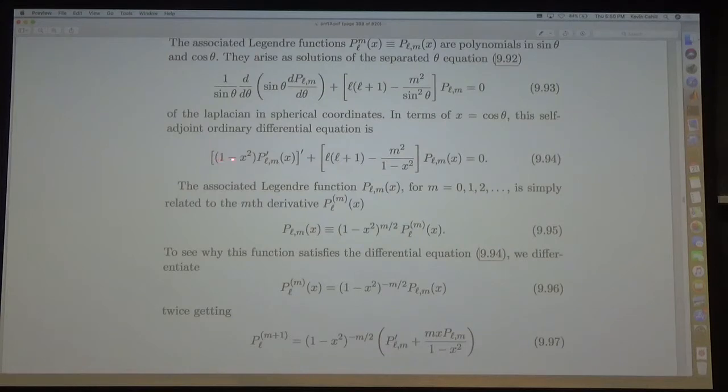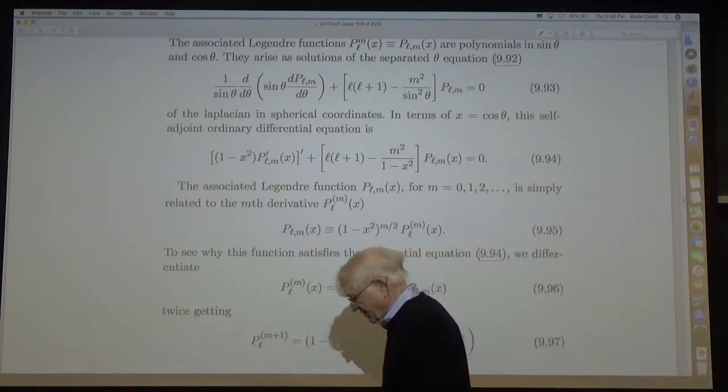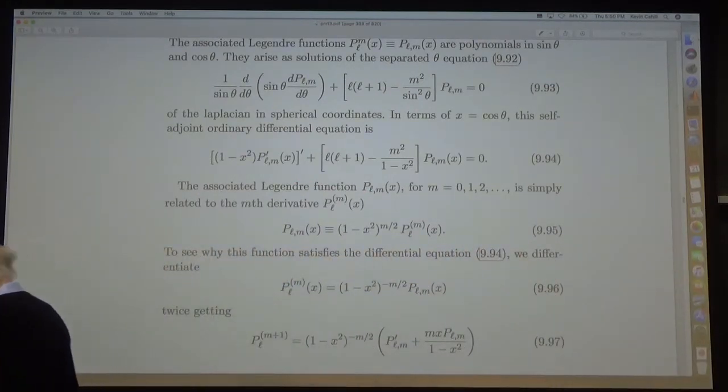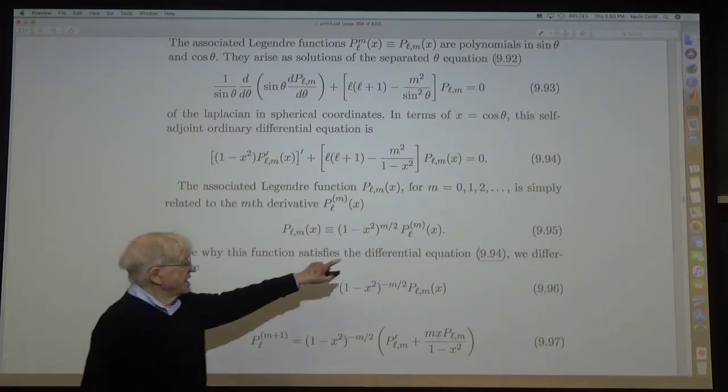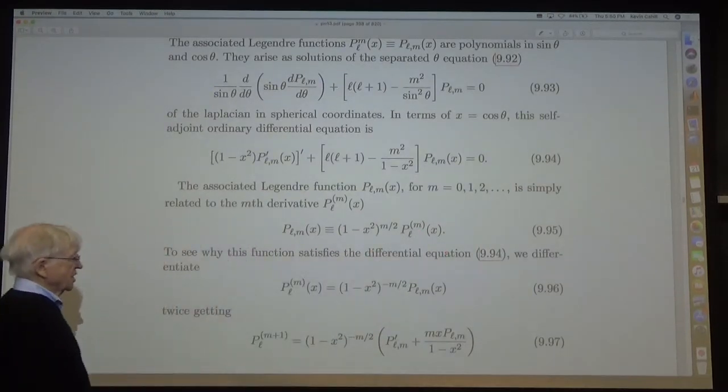And we see the weight function is 1 minus x squared. These associated Legendre functions are simply related to the mth derivative of the Legendre polynomial. So what we have here is P_L^m of x is 1 minus x squared to the m over 2 times the mth derivative of the Lth Legendre polynomial.